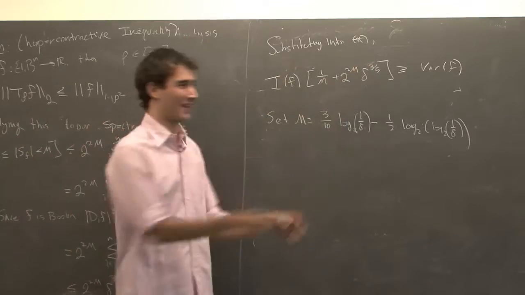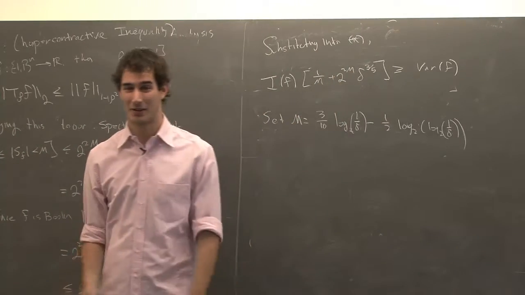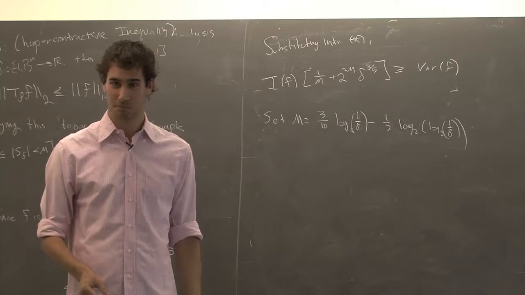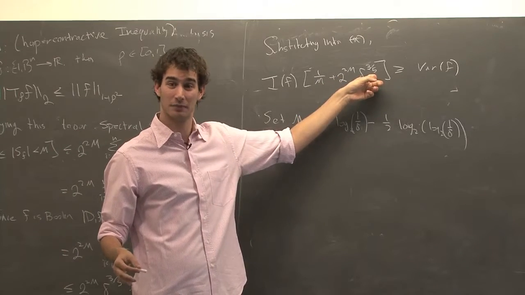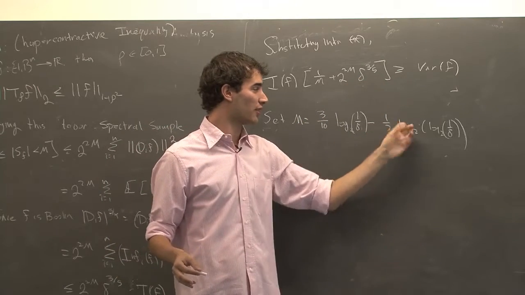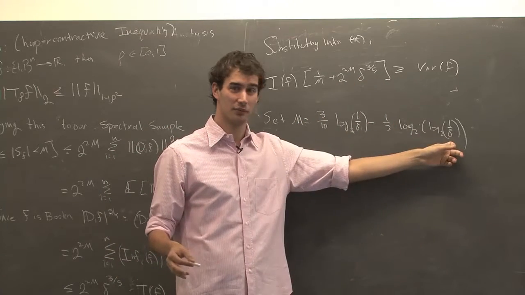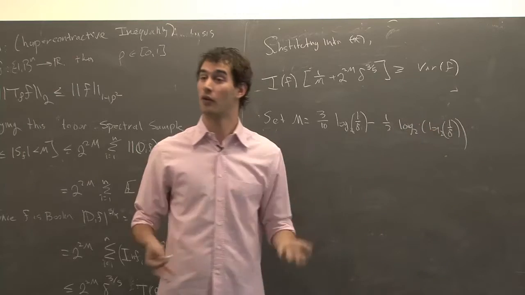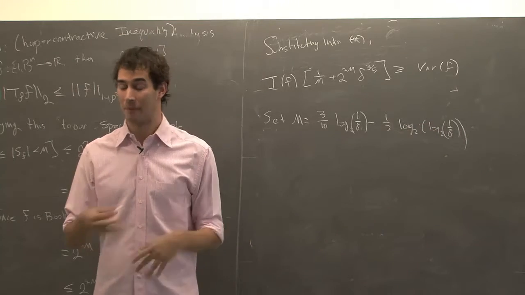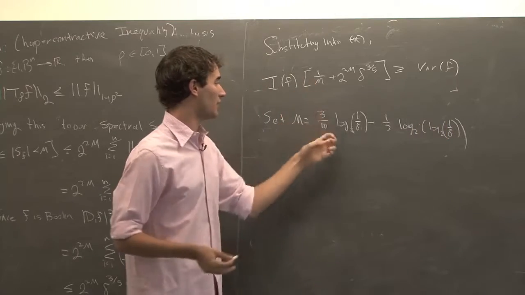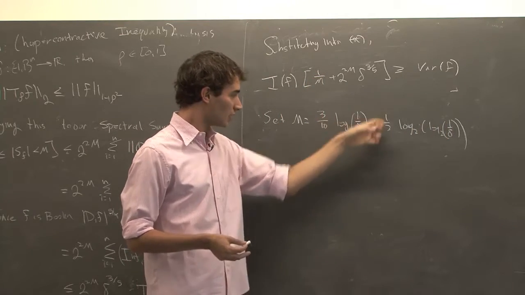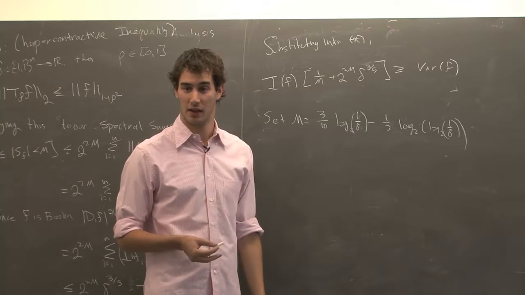I did some algebra here and optimized this over my choice of m. This first term here means that this term is going to completely cancel out. And I'm going to be left with 2 to the power of log log. And that just gives me just log 2 of 1 over delta. And over here, I'm going to get 1 over m times some power of this.